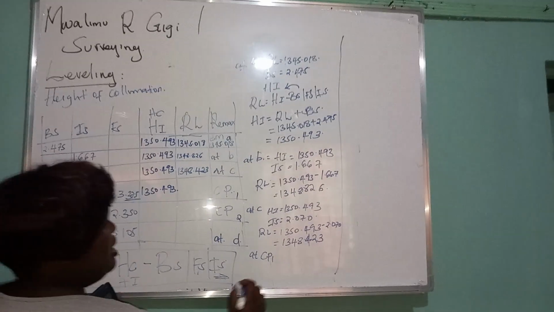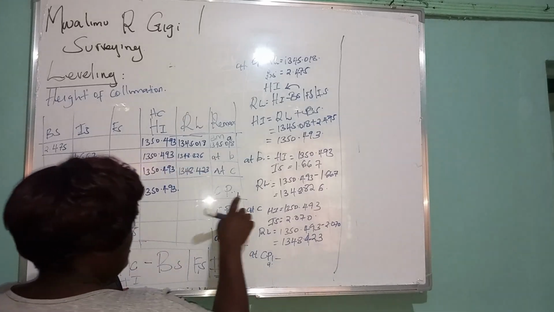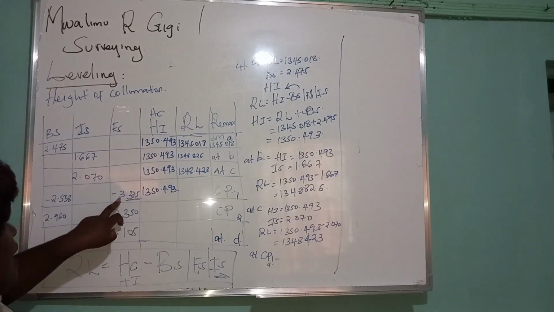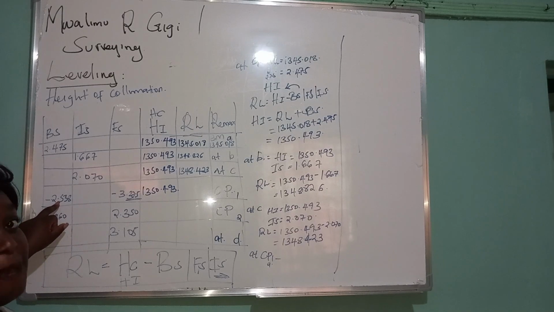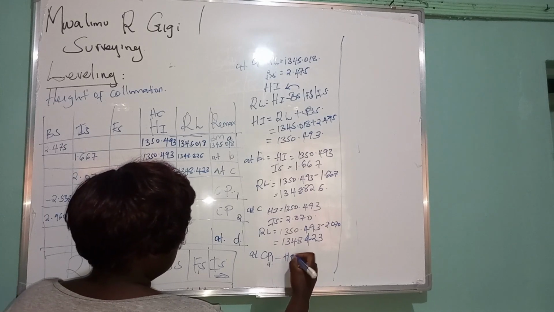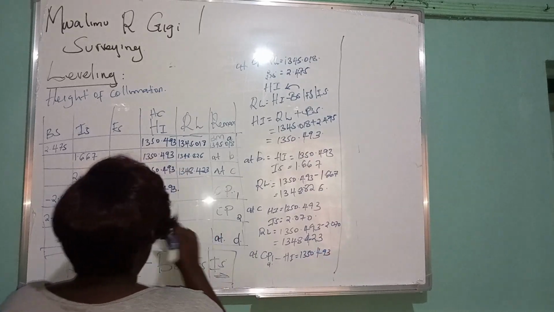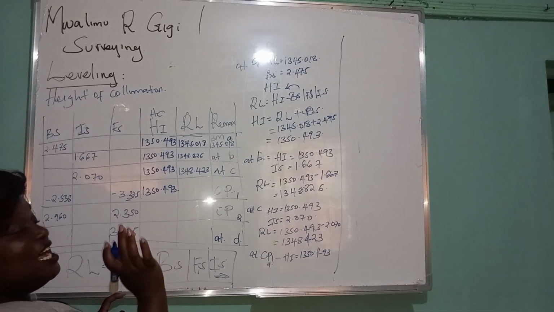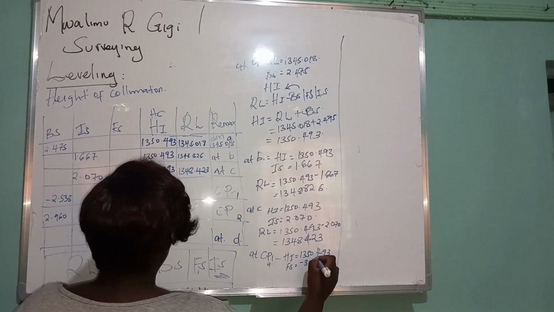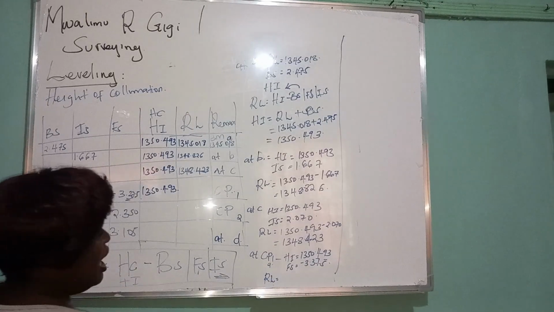So at the first change point, we want to get the reduced level. At change point 1, we have a foresight and we also have a backsight. So we have the height of instrument as 1350.493 and a foresight, which is the last reading, of negative 3.375.